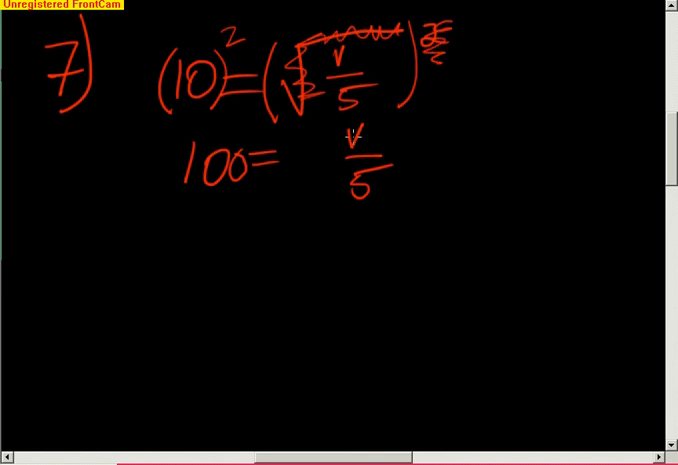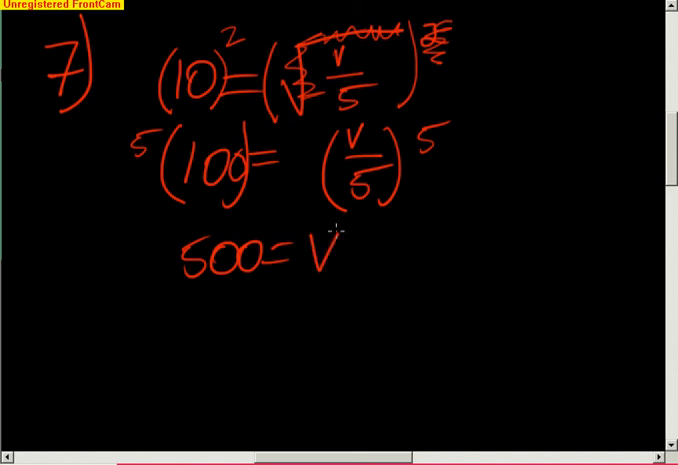Alright, so I've got a v now. What's happening to the v? It's being divided by 5. How do I undo division? I undo division by multiplying. So I'm going to multiply both sides by 5. I get 500 equals v. There we go. Question number 7.